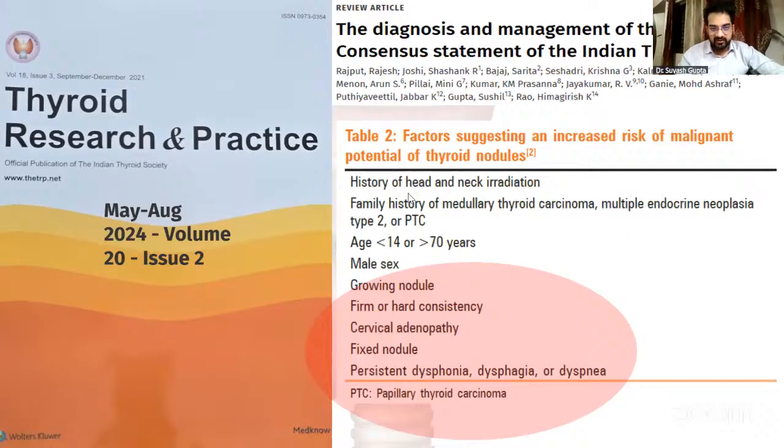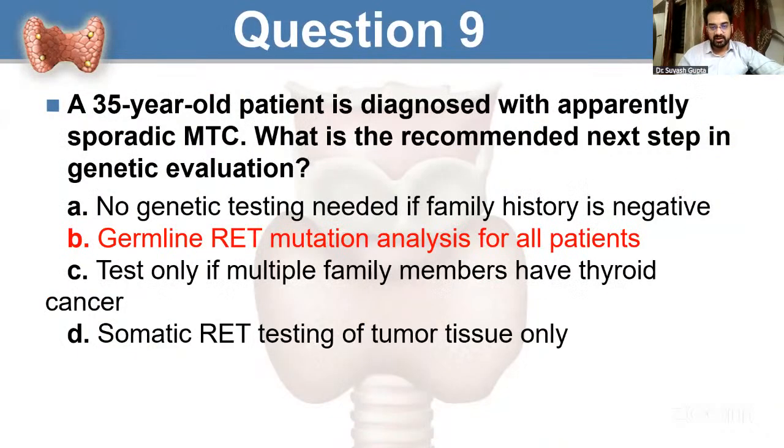So this is very important to ask every one of our patients with thyroid nodules: history of head and neck irradiation, family history of such cancers, age less than 14 or more than 70, male sex, growing nodule, firm or hard consistency, cervical adenopathy, fixed nodule, or persistent dysphonia, dysphagia, or dyspnea. If we have any of these factors, we should think about high risk of malignancy.